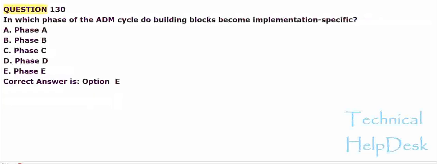Question 130. In which phase of the ADM cycle do building blocks become implementation specific? A. Phase A. B. Phase B. C. Phase C. D. Phase D. E. Phase E. Correct answer is option E.